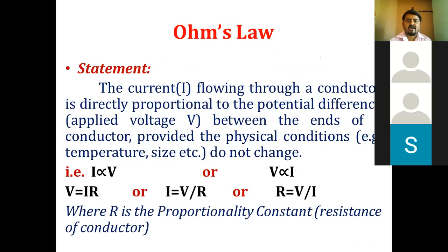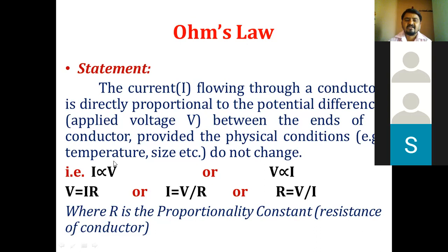See here. The current flowing through a conductor is directly proportional to the potential difference, and potential difference is nothing but voltage, between the ends of a conductor. If two conductors are there, in between them we find the potential difference. The current is directly proportional to the voltage, as all of you told, but you have to mention this sentence: provided the physical conditions do not change.